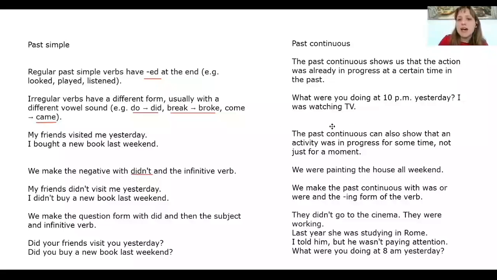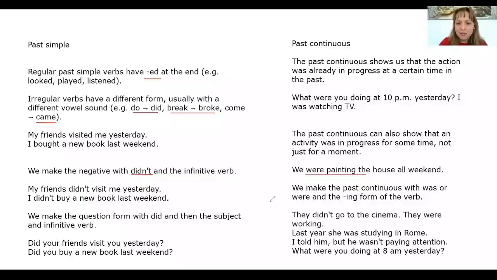So have a look at this question. What were you doing at 10 p.m. yesterday? I was watching TV. So this means that I started watching TV before 10. At 10, I was still watching TV, and I probably continued watching TV after 10. If I was watching a movie, for example, I was probably there for about 2 hours. So the action has a progress. It has a duration.